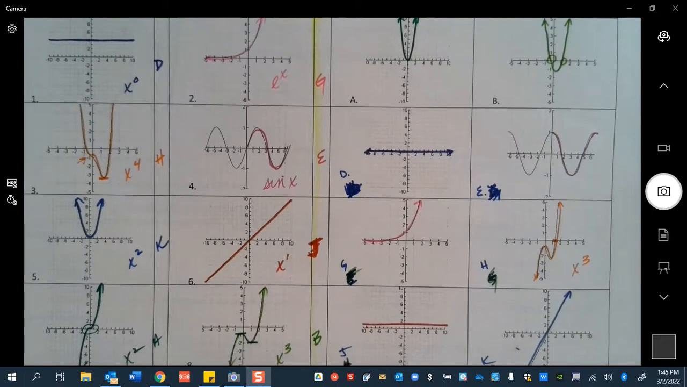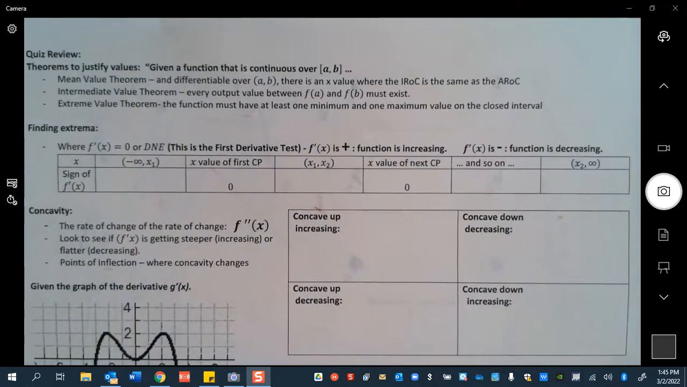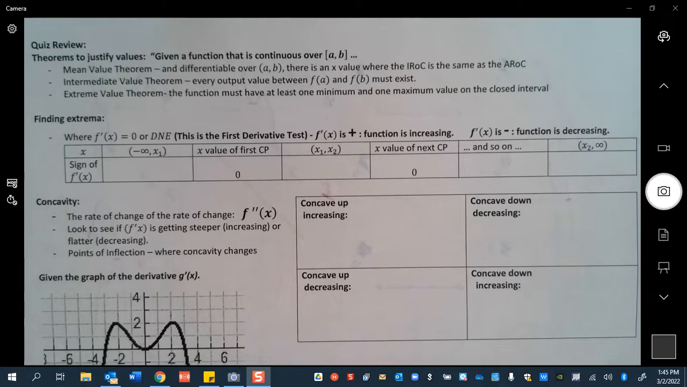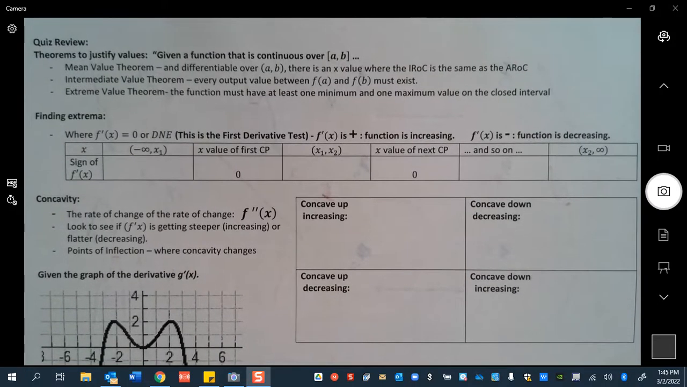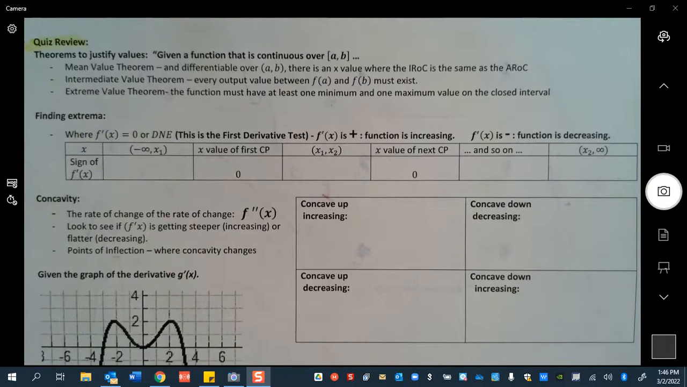Sound okay? All right. So on the back, I gave you a quick review, basically, of the unit. So I want you to think back to your geometry brains.